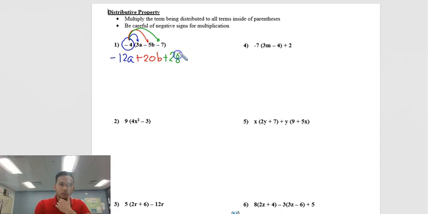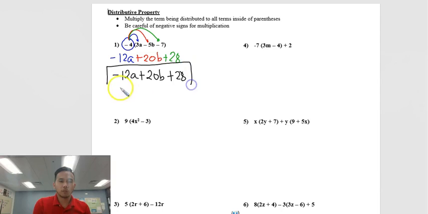There you go. Before you finalize your answer, take a look if there are like terms. In the previous topic, we discussed combining like terms. Now on this answer, which is negative 12a plus 20b plus 28, there are no like terms. So our final answer, I'm going to write this one in black: negative 12a plus 20b plus 28. This will be your final answer for number 1.